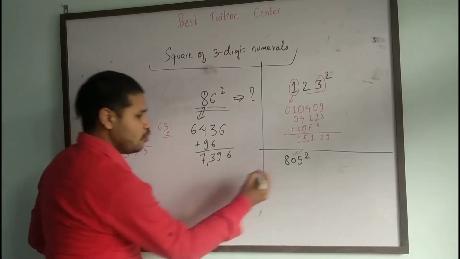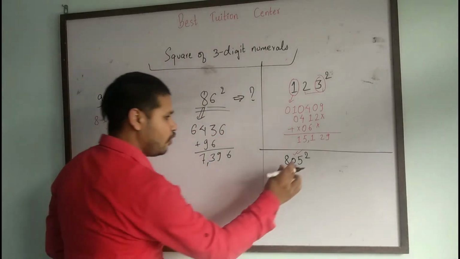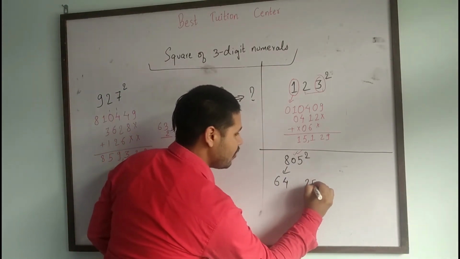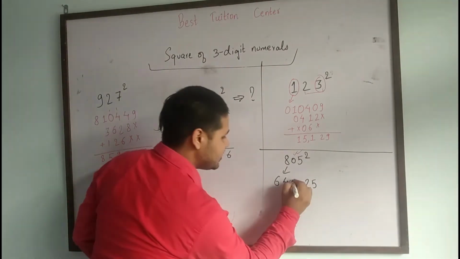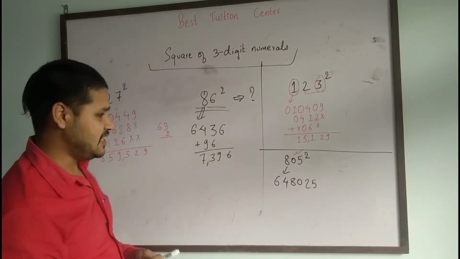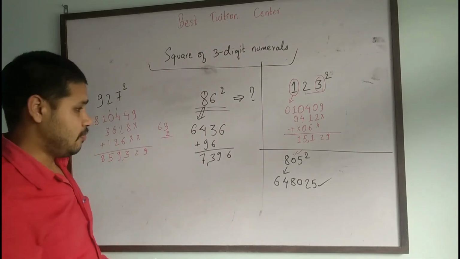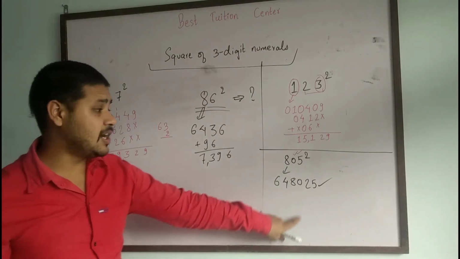So at first we need to write the square here. 8 square is 64. Square of 5 is 25. Okay, and in the center you need to write 80 now. So why did I write 80 here? So this is the complete answer. If you are wondering what next to do, this is the complete answer.